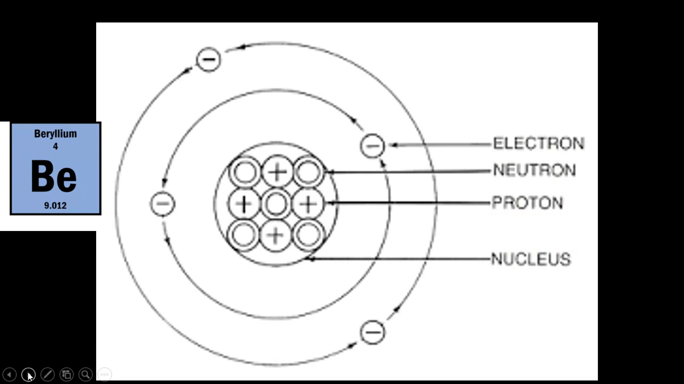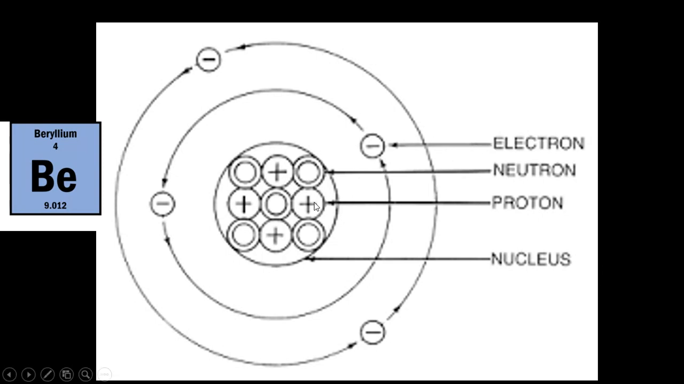So, for today, we're going to talk about parts of an atom. We have electrons, neutrons, and protons. The nucleus is more a region of an atom, and it's where the protons and the neutrons reside. Protons have a positive charge, neutrons are neutral, and electrons have a negative charge.